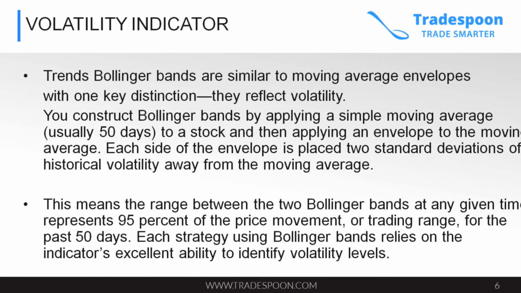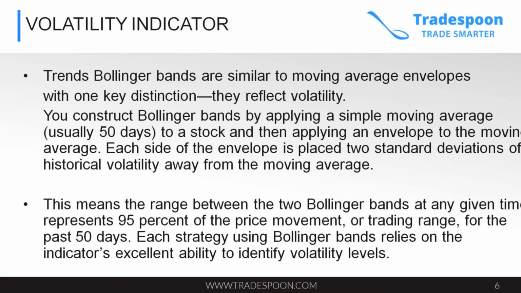Bollinger Bands are similar to moving average envelopes with one key distinction. They reflect volatility. You construct Bollinger Bands by applying a simple moving average, usually 50 days, to a stock and then applying an envelope to the moving average. This means that the range between the two Bollinger Bands at any given time represents 95% of the price movement or trading range for the past 50 days.